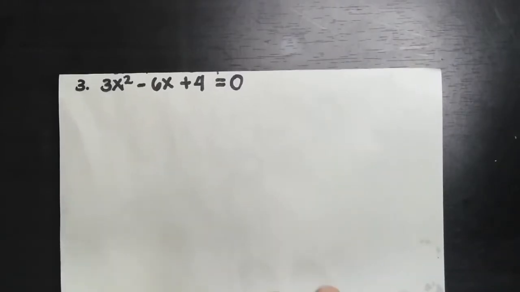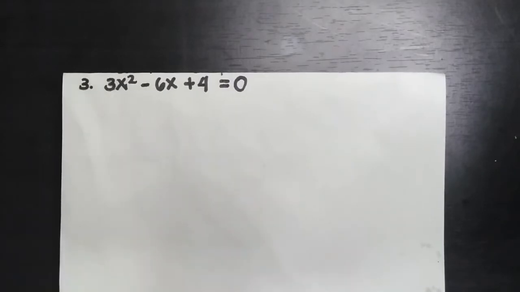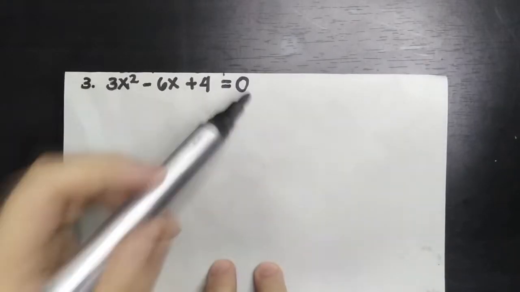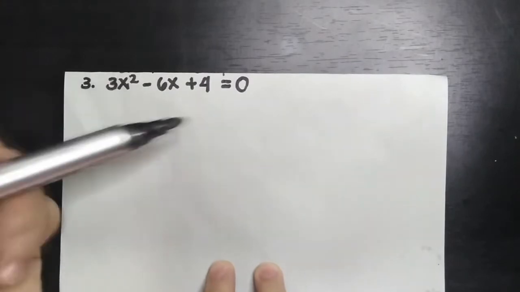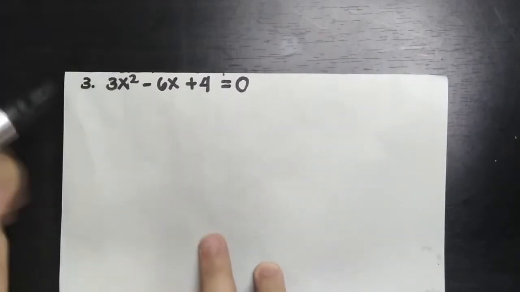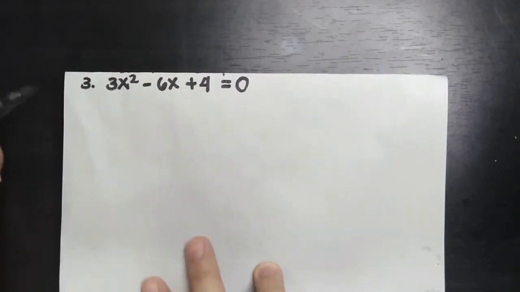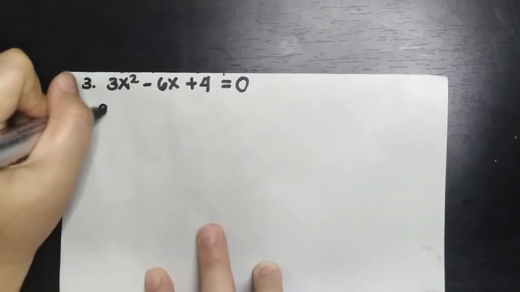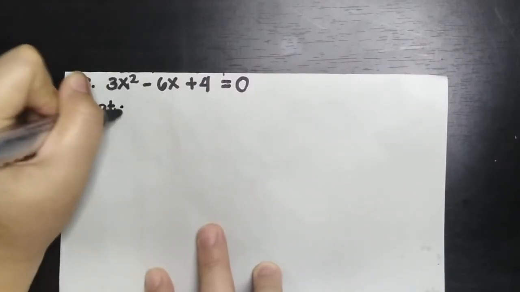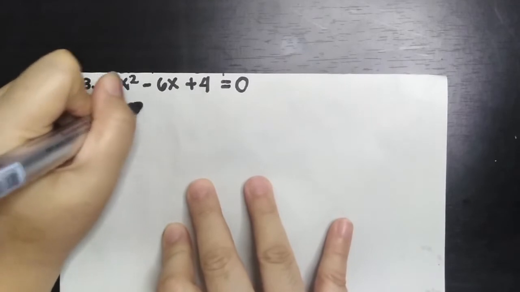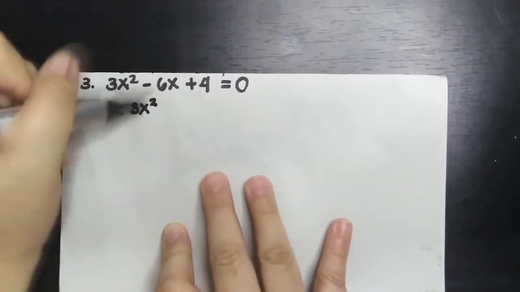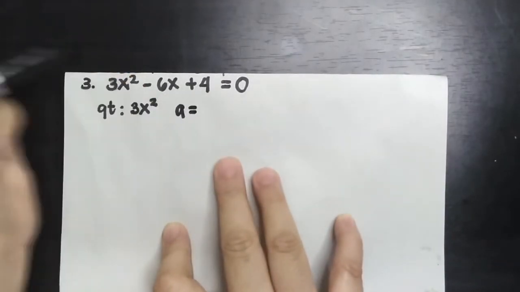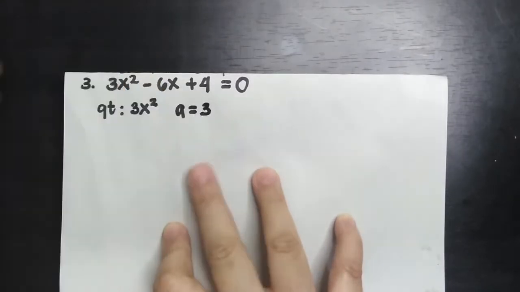So for our third example, we have 3x squared minus 6x plus 4 equals 0. So again, this is a quadratic equation because the highest exponent that we can see in the equation is 2. So if it is a quadratic equation, then let's identify the quadratic term, which is 3x squared. And this gives us the value of coefficient a, which is 3.